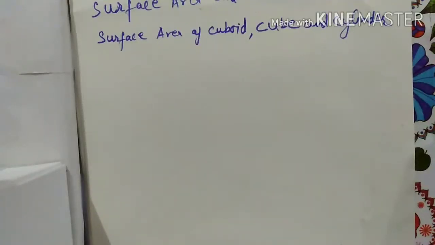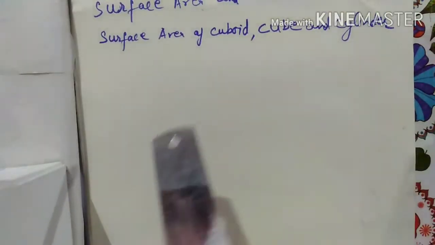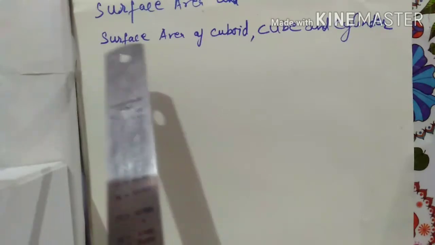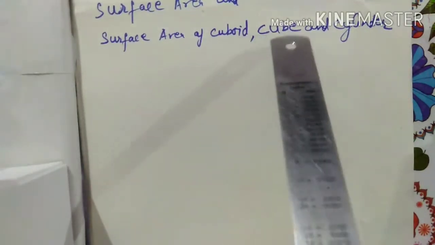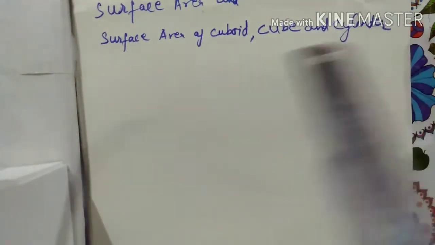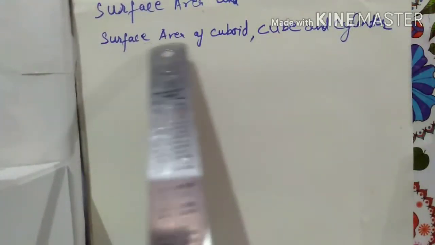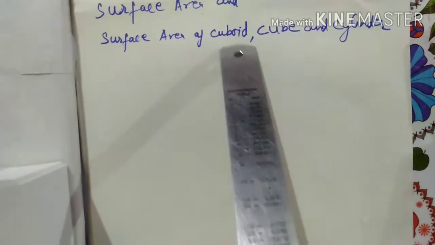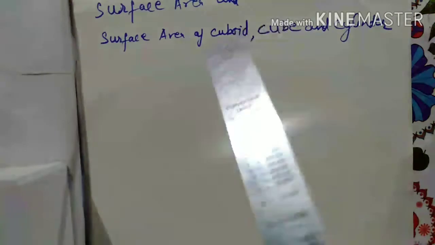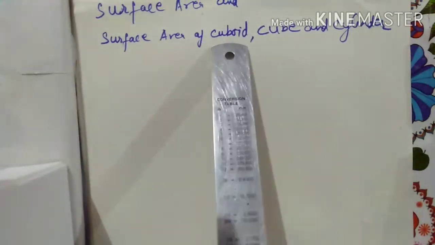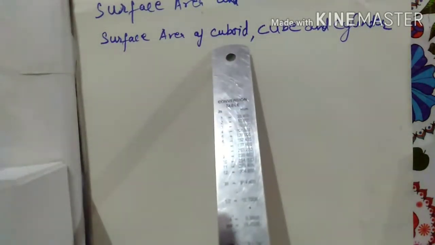Hello students, mensuration chapter. Today we'll be reading about the surface area of cuboid, cube and cylinder. For this you need to understand the different shapes of these figures, these geometrical solids.